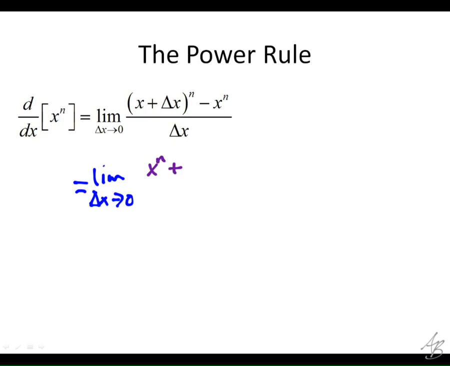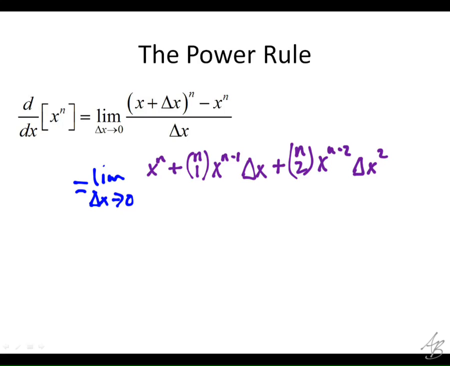So then the next term is going to be what? Anybody remember? n choose 1 times x to the n minus 1 times delta x to the first. Okay. Then the next term is going to be n choose 2 times x to the n minus 2 times delta x to the second. Okay, so the pattern here, this number here, and this number here are all going to be the same.